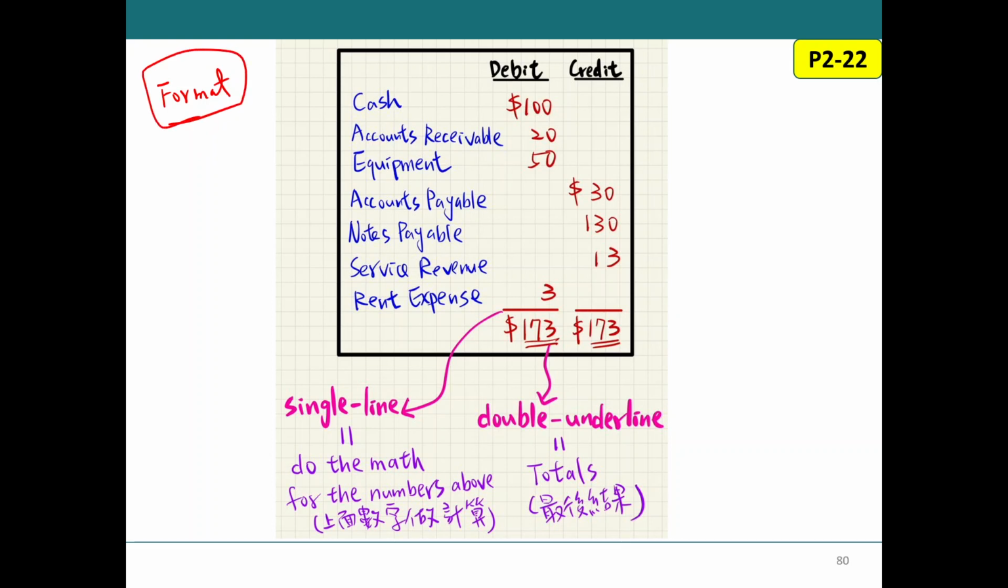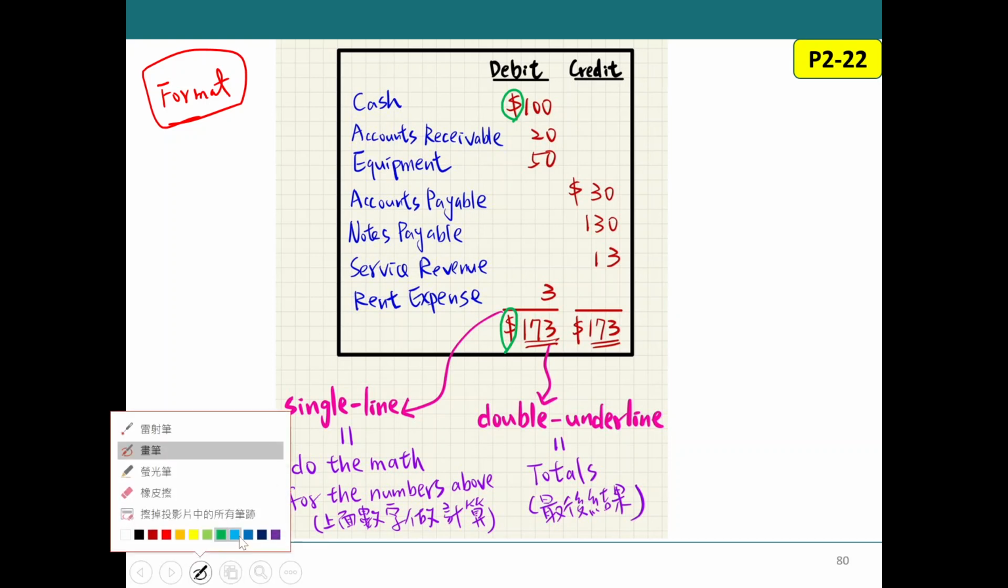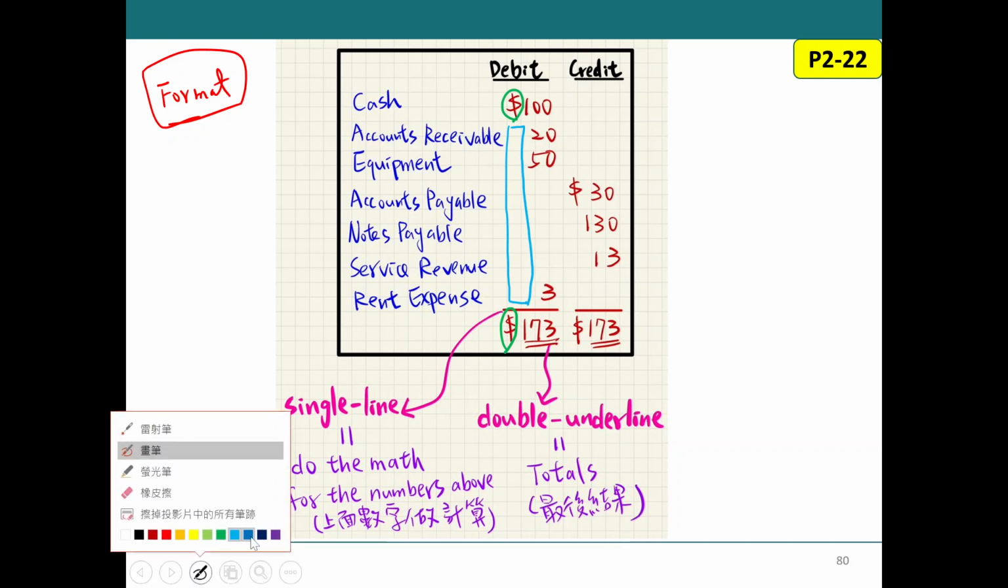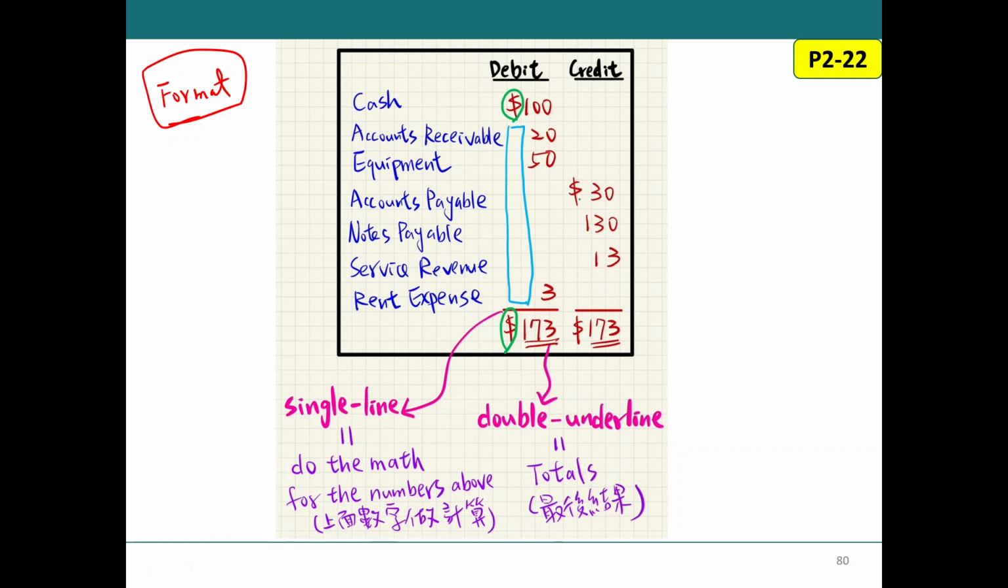So what's that? Firstly, usually we put the dollar sign only on the first number and last number. All the numbers in between, we don't use the dollar sign. We skip it in order to make it simple. Another column, the credit column, also first number and last number. Any number in between, we skip the dollar sign. Try to make it simple.